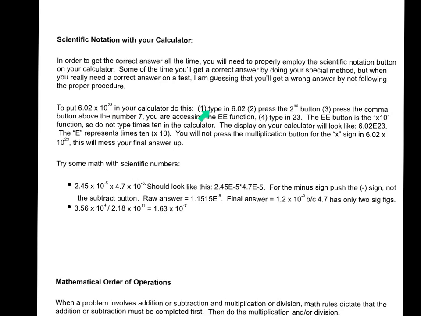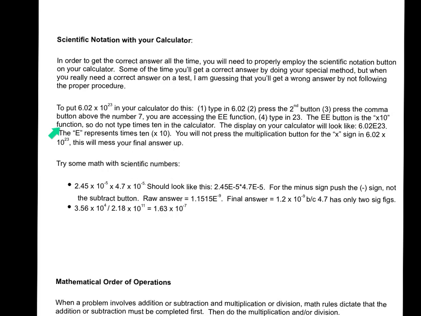So if you wanted to put this number, 6.02 times 10 to the 23rd, in your calculator, you do this. One, you type 6.02, and then you press the second button, that's the button in the upper left-hand corner, and then you press the comma button, which is above the number 7, and what you really are accessing is the EE function. And then you would type in 23, that is the exponent.